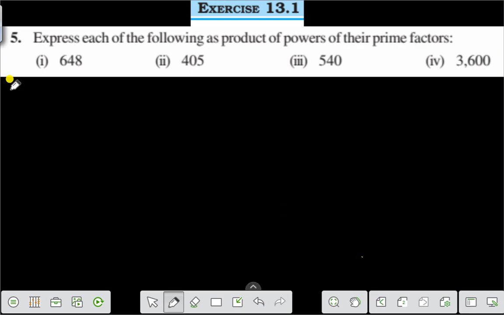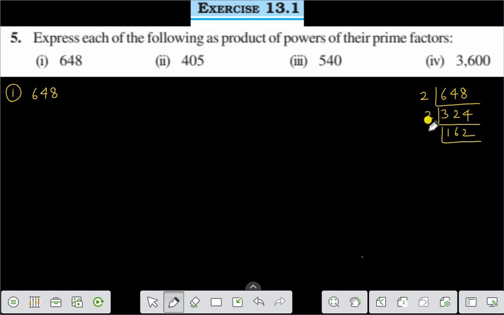Here you see number 1, 648. Let us find. 648 divided by 2. That is 2 3s are 6, 2 2s are 4, 2 4s are 8. Again divided by 2. That is 2 1 is 2, 2 6s are 12, 2 2s are 4.